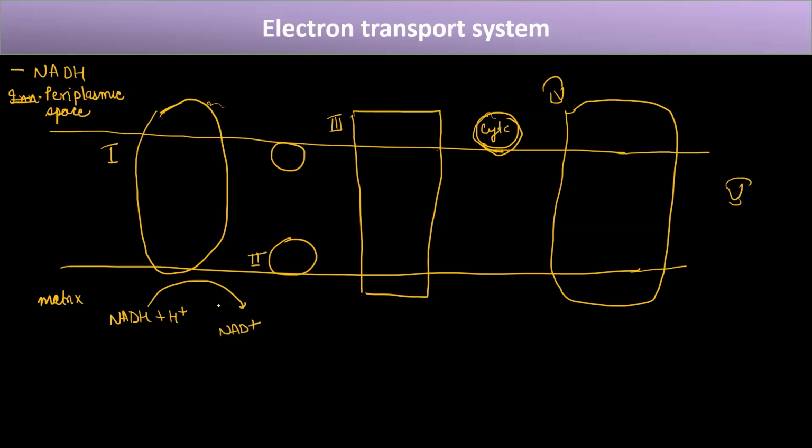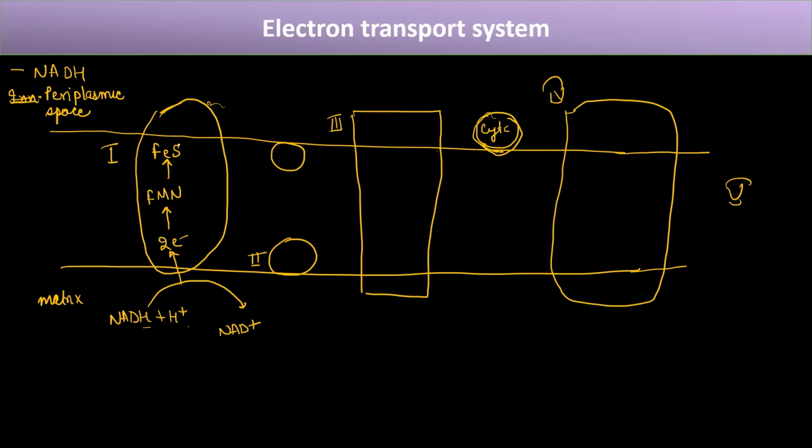Now oxidation is what? It is loss of electrons. So from here, how many electrons will be lost? Here 1 and 2. So the number of electrons lost is 2. Now these 2 electrons will come to complex 1. And complex 1 has various components that act as electron carriers. First of all, it goes to FMN, and from FMN it goes to FeS. So these 2 electrons are getting transferred from here to here, here to here.